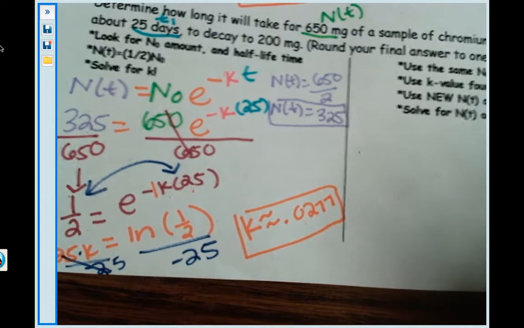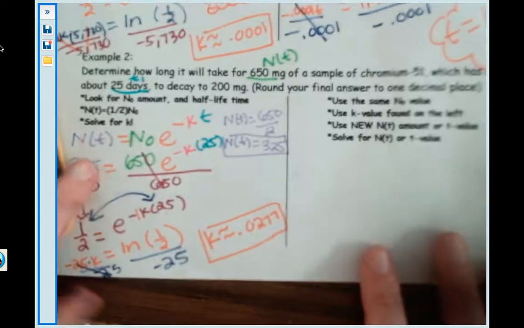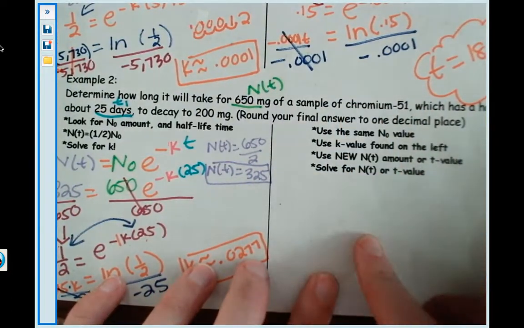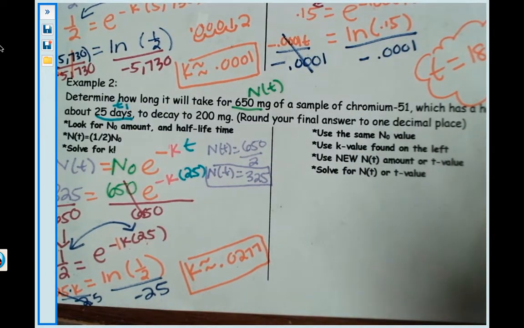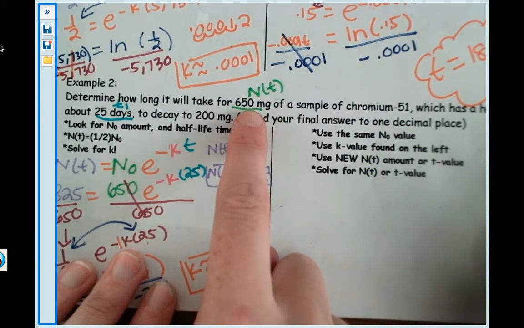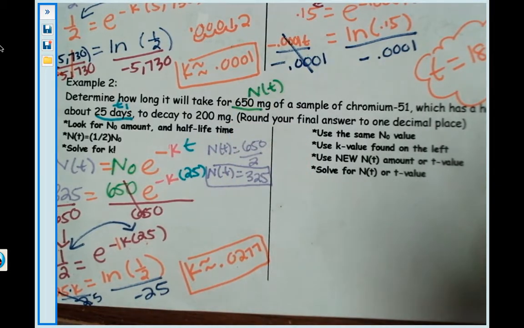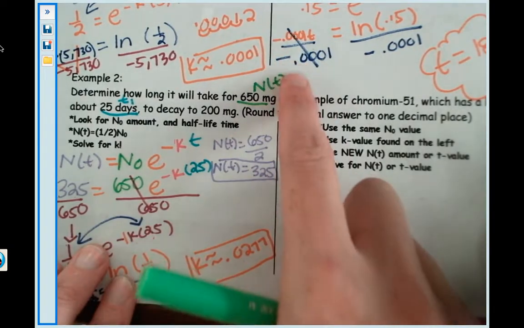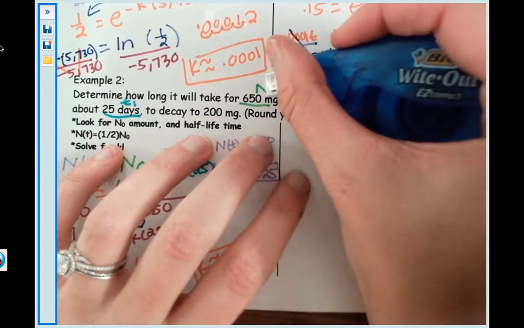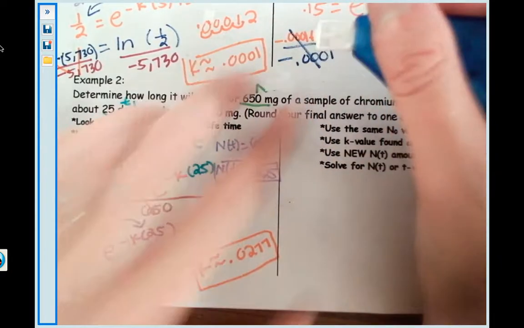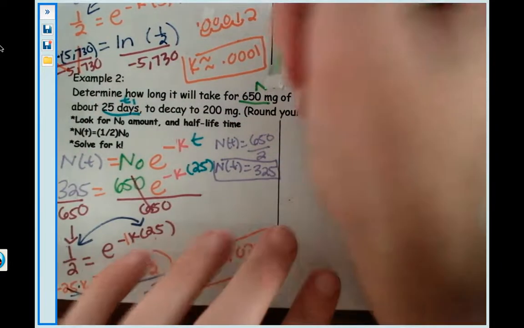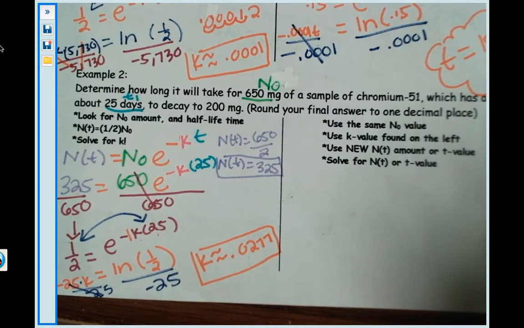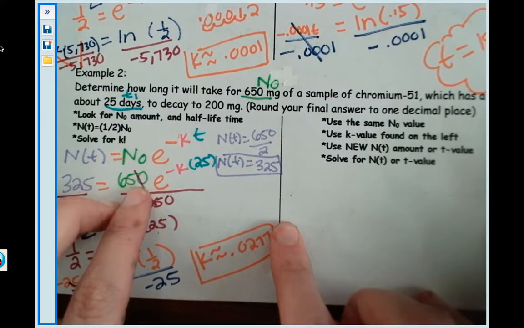Now that we have found our K value, that's going to help us to actually solve the problem. So let's take a look. On this side, it says use the same n sub 0 value. What's our n sub 0 value? Oh, I'm sorry. This should have said n sub 0, which I did put in, I just didn't label it as n sub 0. I incorrectly labeled this as n sub t when I meant n sub 0. This doesn't mess up our problem. So n sub 0 is 650, which is what we used over here.